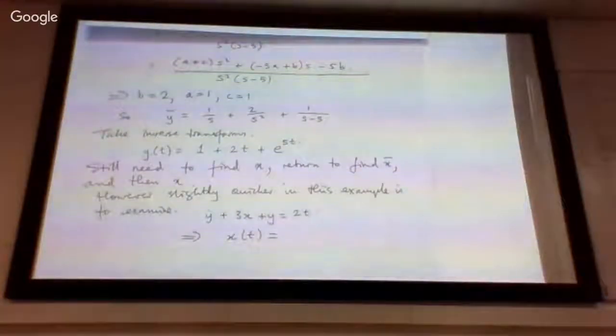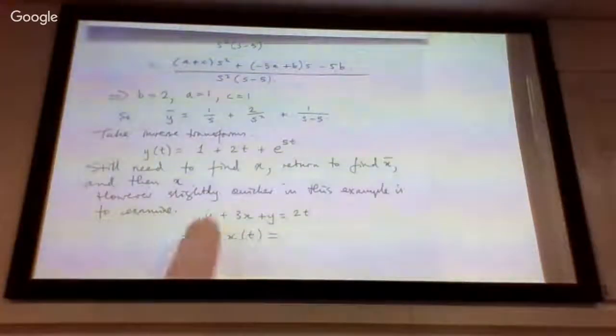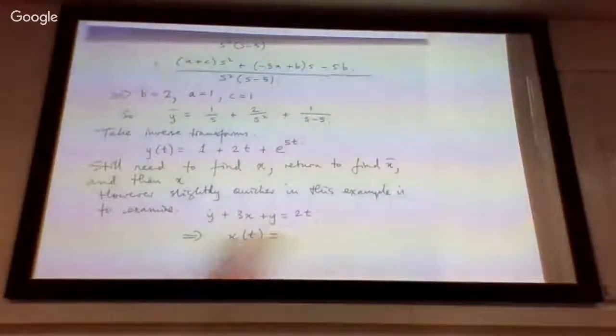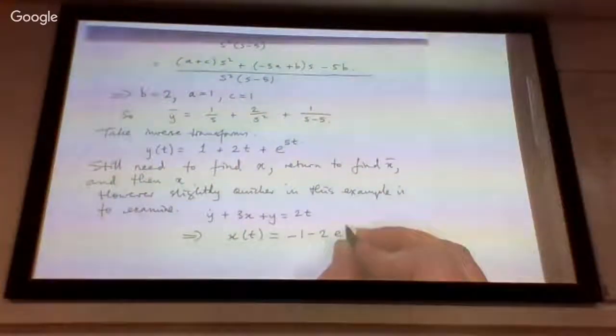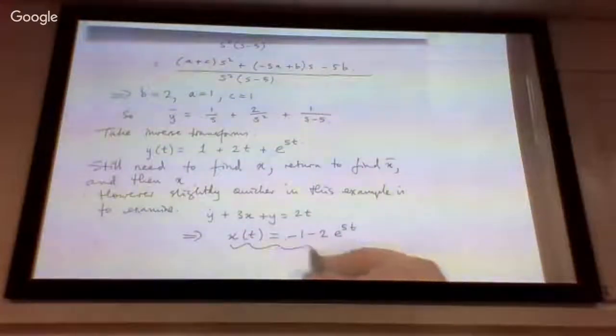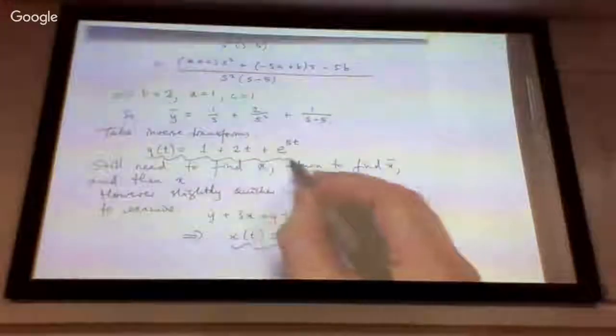I'll just shortcut to that. Basically substituting the y that we found in here. So the x you get out is minus 1 minus 2e to the 5t. Just the second half of the solution to the original ODE.